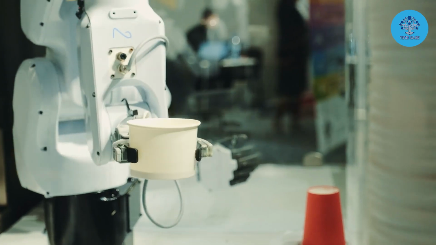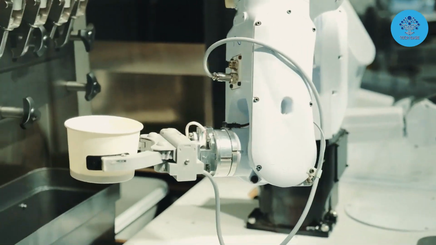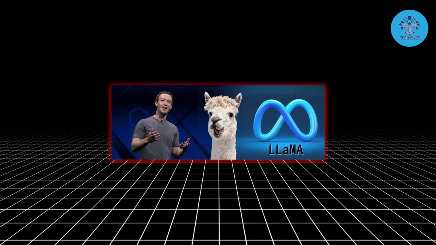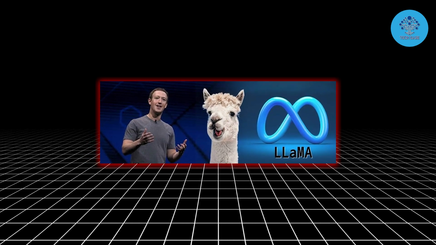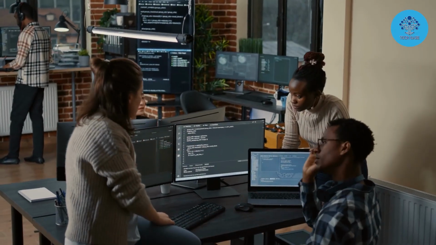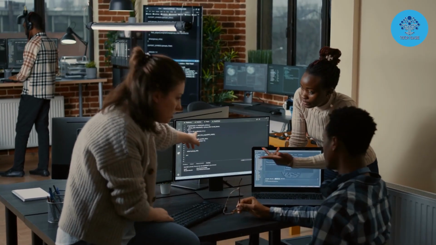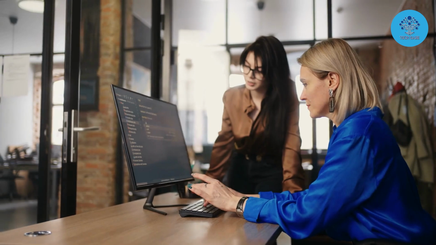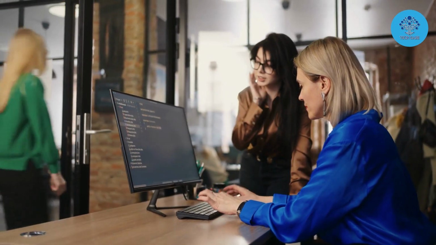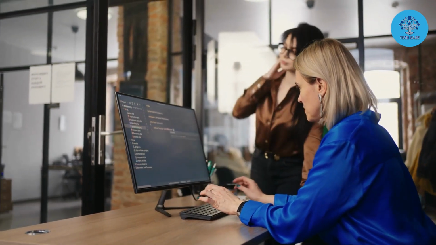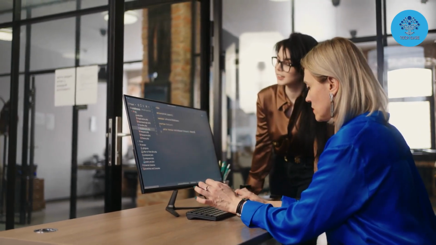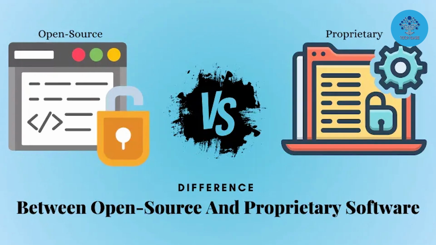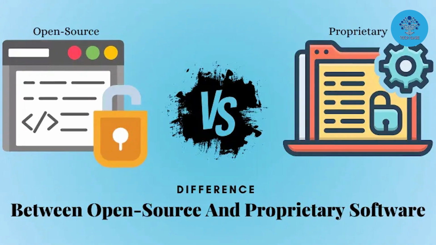But, of course, there are a few trade-offs. They require significant computational resources. Running large models like GPT-Neo and Llama on your own hardware can be resource-intensive. They're not as refined as proprietary models, so you might spend more time fine-tuning to get the desired result. There's no dedicated support. If you run into issues, you'll rely on community forums and documentation rather than having a customer service team available.